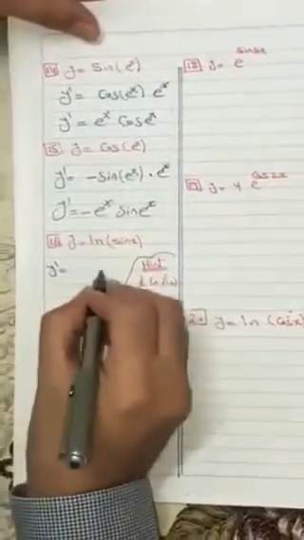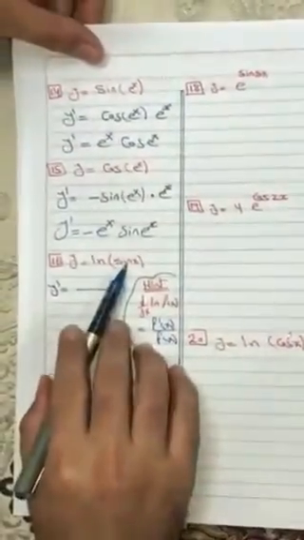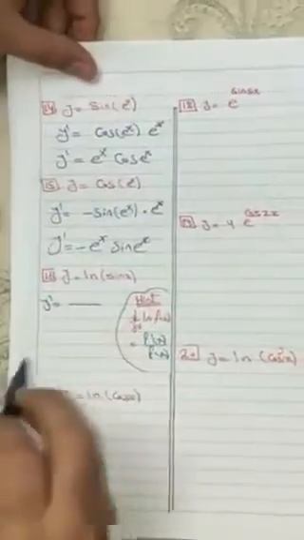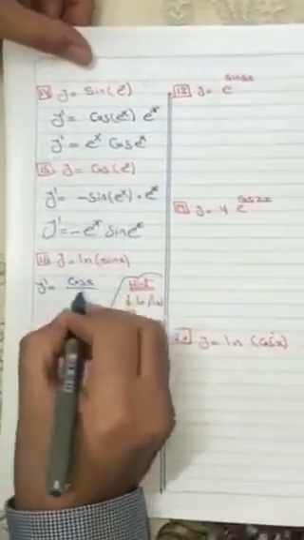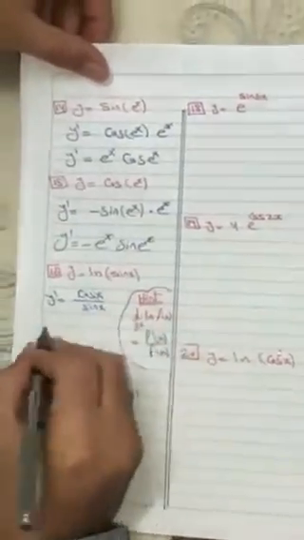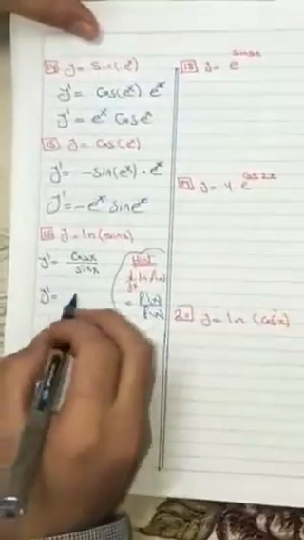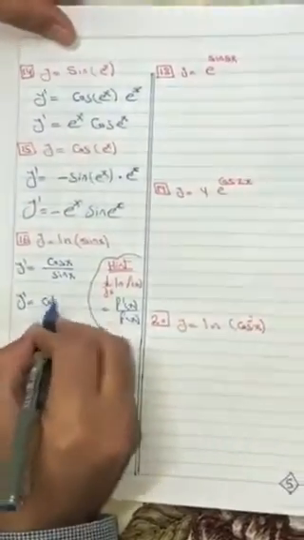y dash equals... this one is f of x, so sine x. What is the derivative of sine x? The derivative of sine x is cos x, over sine x. Let's remember from semester 1, cosine over sine is cot x. This is the final answer.